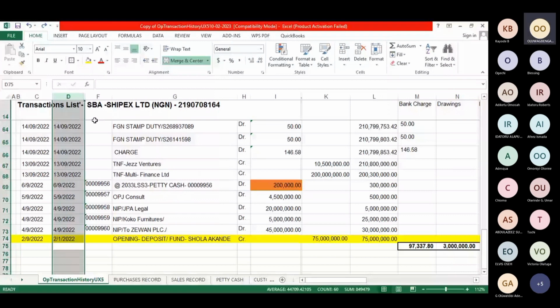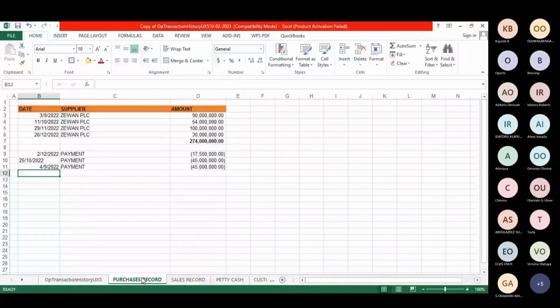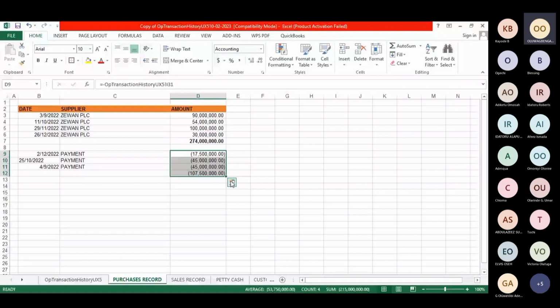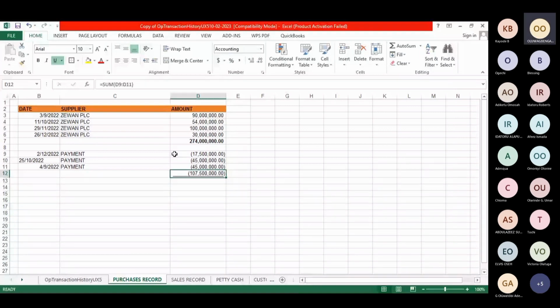So if I go to my record, just as I have here, the sum total of this gives me 107,500,000. So that means all the payment made to the supplier is this for that period.